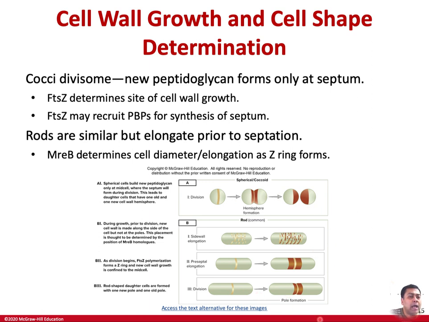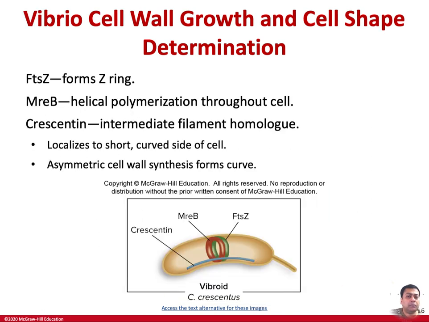And also, the MreB protein is actually very important, which is also a homolog of cytoskeletal proteins. So MreB determines the cell diameter and the elongation ratio, and that is also very important for the growth of the cell wall. On the other hand, Vibrio is a comma-shaped cell, and here also you have the involvement of MreB and FtsZ as well. So this is a helical polymerization throughout the cell.